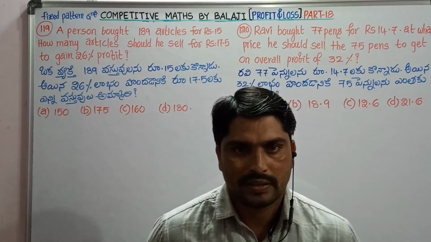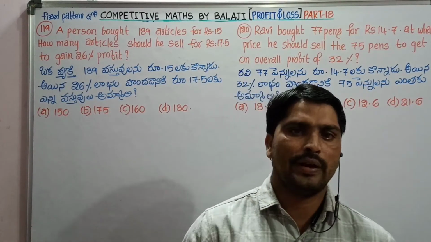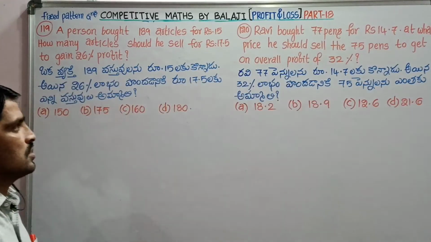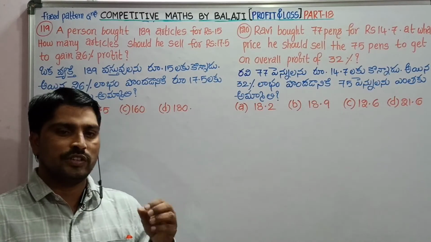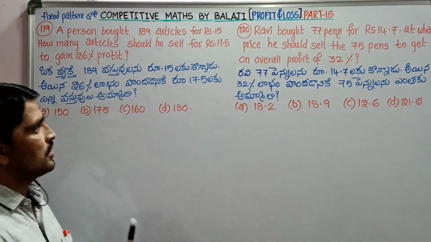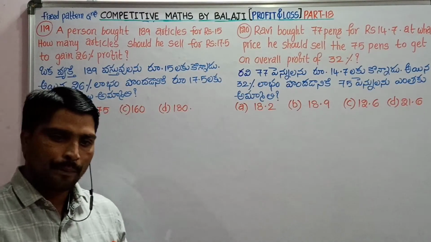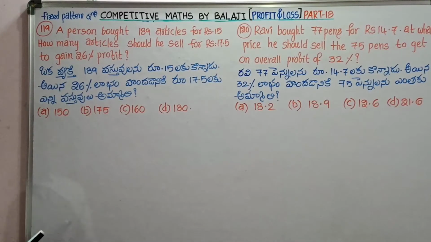Today we are going to part 8 of Profit and Loss, about new patterns of questions. These are fixed pattern questions, and we have simple and great shortcuts for these questions. Let us discuss 4 or 5 of these type of questions. Question 119 continues to part 17.